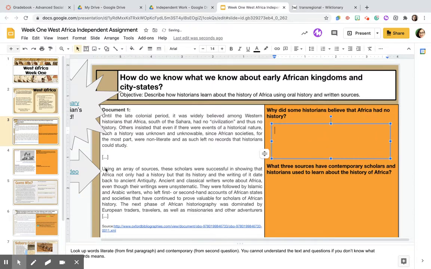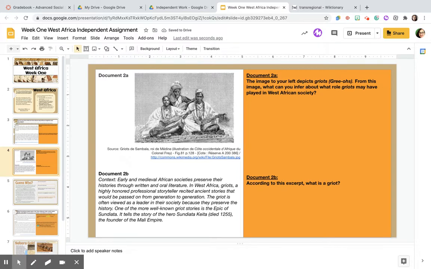Okay. Now on slide 4, we're looking at another document and an image. We can see these griots de Sambala. And you'll notice it says document 2A and document 2B. So document 2A, the image to your left, depicts griots. From this image, what can you infer about the role griots may have played in West African society? So based on this image, what is their role? What is their job in society? What do they do? Are they important? Are they not important? And document B gives you context for this picture. Remember, context tells you the background, puts it in perspective for you.